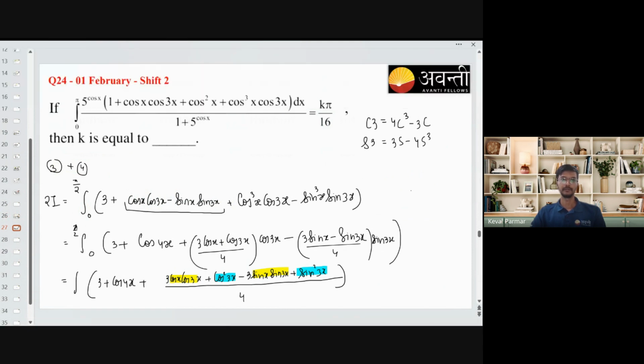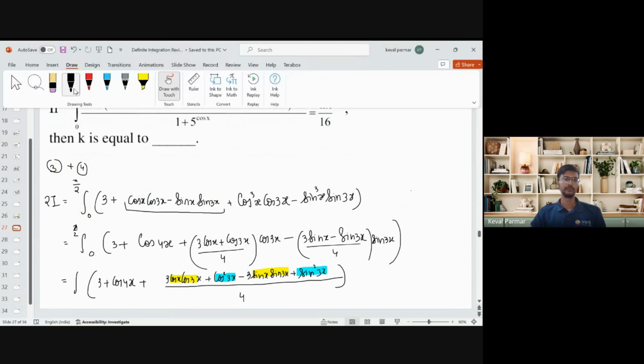Yeah, I'll write it here. Let me rub it out. Okay, so we'll use this space.